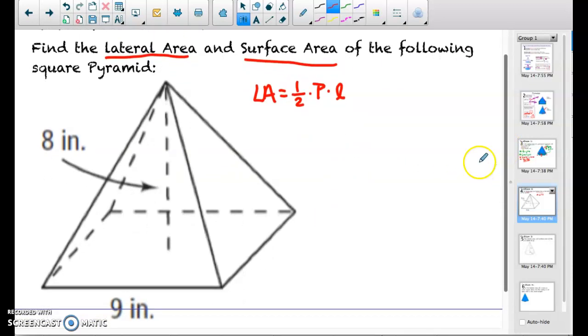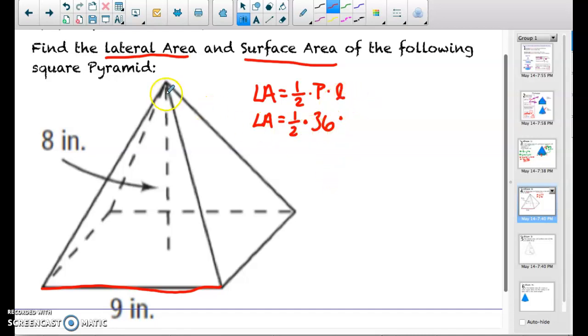So it looks as though I can calculate the perimeter of my base. I've got 9 times 4, right? So I end up with my lateral area is equal to 1/2 times a perimeter around my base of 36, because that's what 9 plus 9 plus 9 plus 9 will be. So 36 times now my slant height.